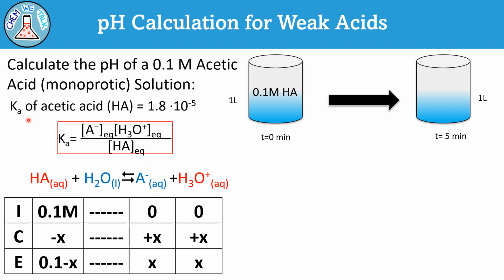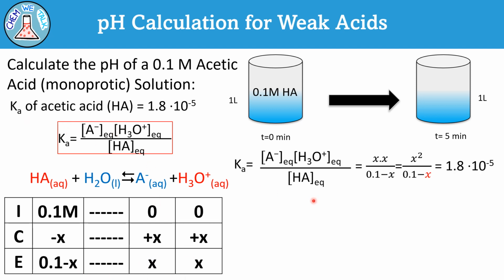And we were given Ka, right? So we can just plug it in. What we have here in our table, so we know that should be the A minus at equilibrium, which corresponds to this value, H3O plus at equilibrium, which corresponds to x, so we get x times x, and then the HA at equilibrium would be the 0.1 minus x, which is coming from this part. Okay, so you get x times x, which is x squared, over 0.1 minus x equals the Ka value.